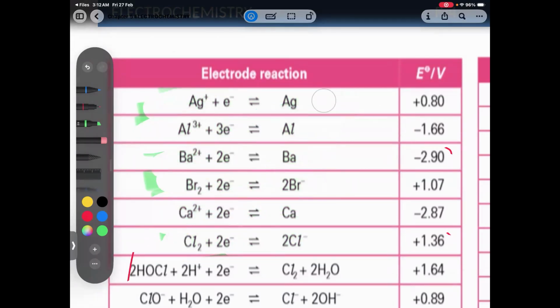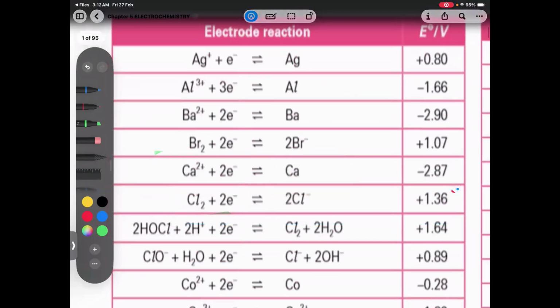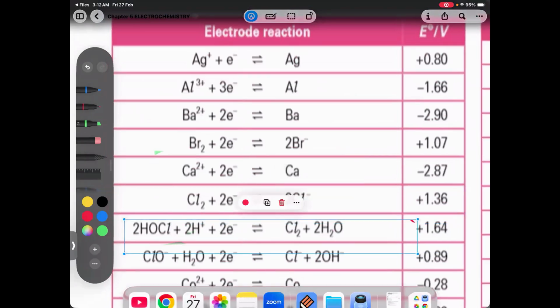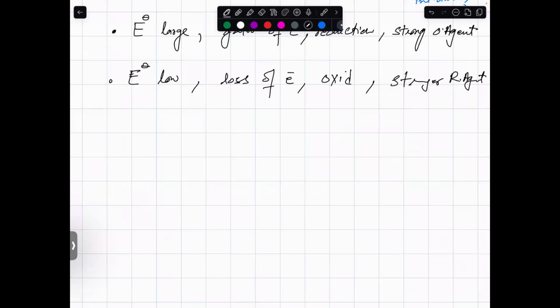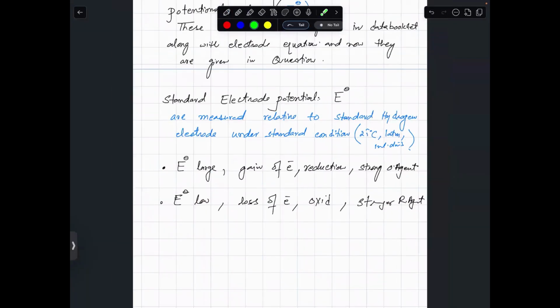For example, if I just take this to the other page, wait a minute. Okay. Listen. What I've written is that these electrode potential values are measured relative to the standard hydrogen electrode, and the larger the E naught, the more is the gain of electrons, reduction. Lower E naught, there is loss of electrons. The one that gains electrons gets reduced, the stronger oxidizing agent with the larger E naught.